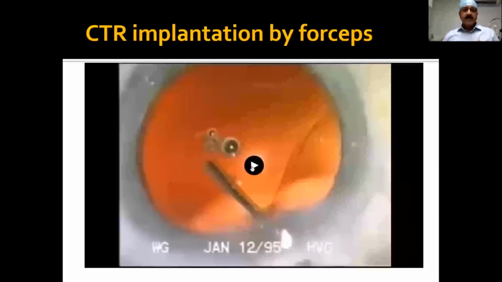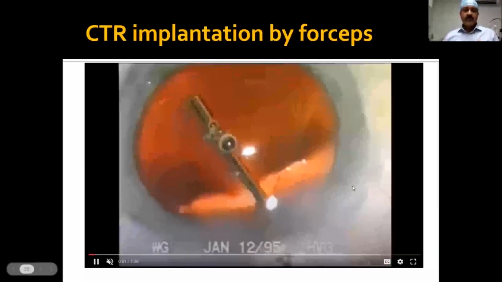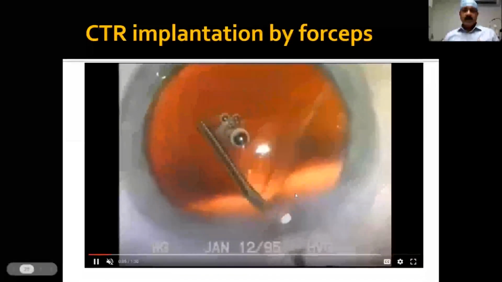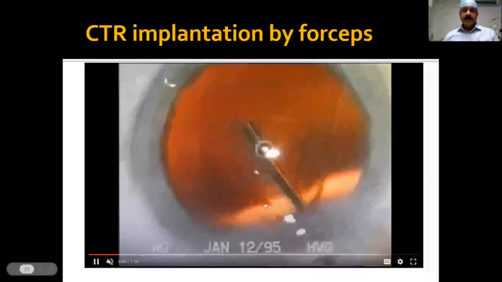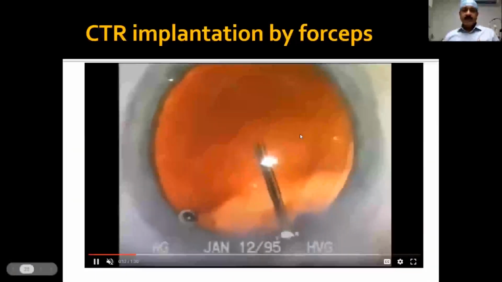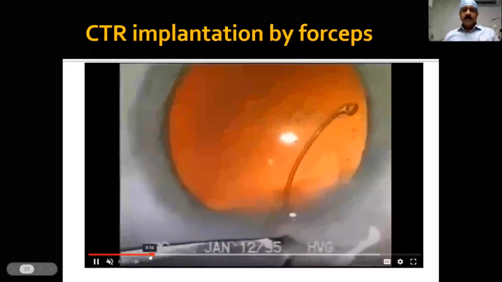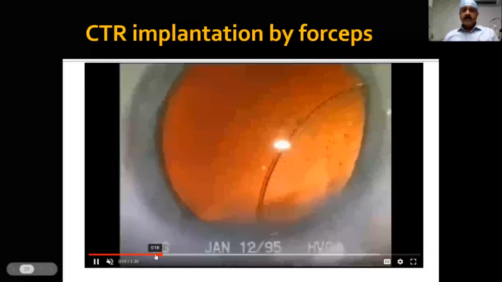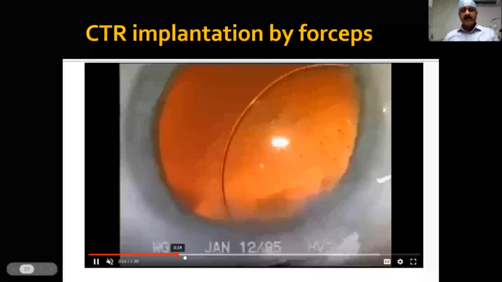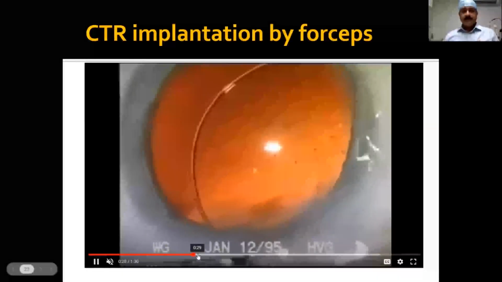Certain cases require CTR implantation. Here's a video which shows implantation with the help of the forceps. You can note the area of the zonular loss here and a D-shaped rhexis. First, fill the capsular bag with an OVD to inflate the bag, and then implant the CTR facing the zonular dialysis first. Never implant it away from the zonular dialysis because you're going to extend the zonular dialysis.